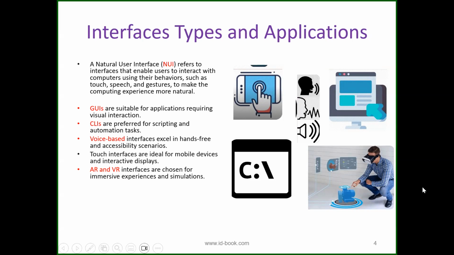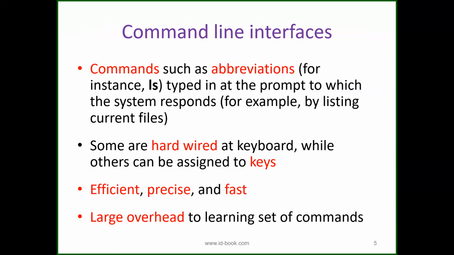Augmented reality and virtual reality interfaces are chosen for simulations. For example, in the figure, this man is trying to work with the simulation and simulate a device here, and the properties of these devices are also given. So we have different types of interfaces available, and in this chapter we are going to talk about each of them in detail and find the one that suits the application in the best possible way.